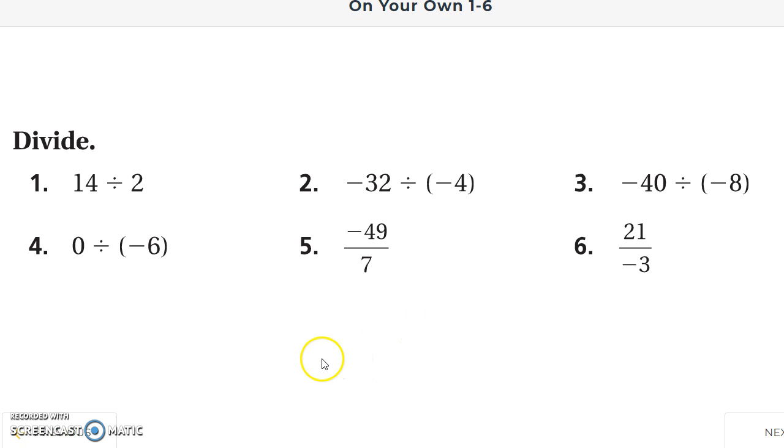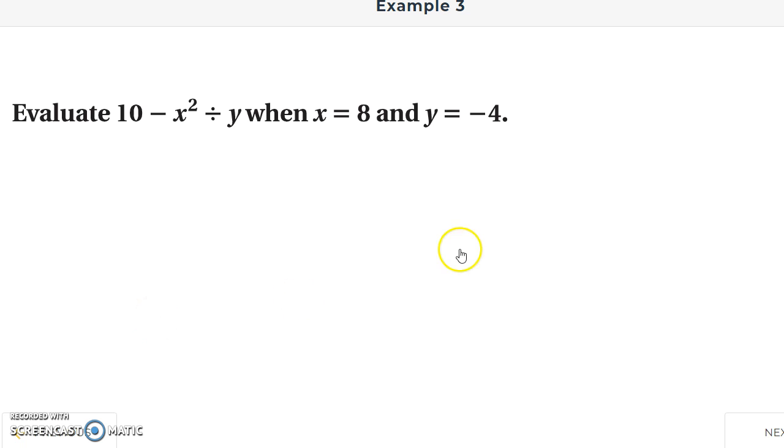All right. How did you do? Same sign, same sign, same sign. Different, different. All positive on the top, negative on the bottom. Okay. Take a look at the next example.